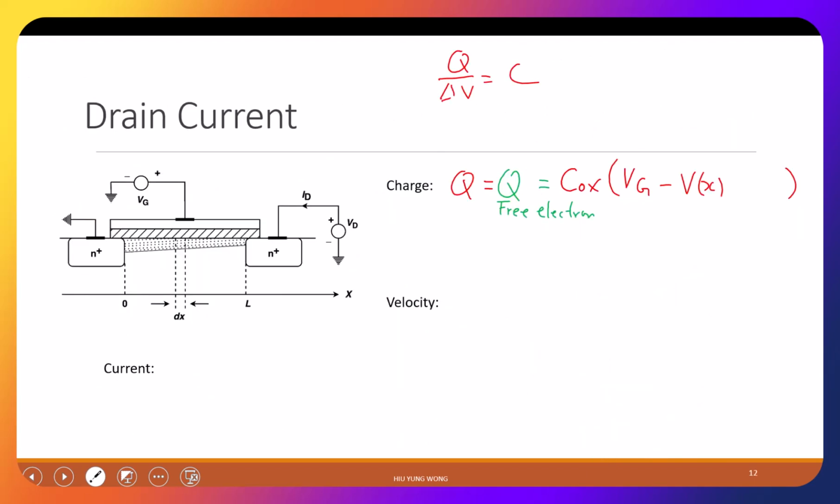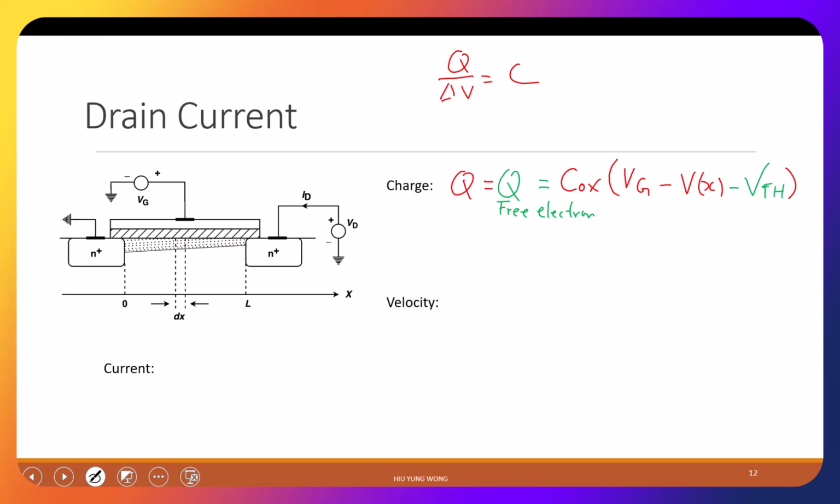So if I care about the free electrons only, then I need to subtract this by the VTH, the threshold voltage, which makes sense. If the potential difference across it is equal to VTH, then I just have no free electrons, right? So from here, I get the charge.